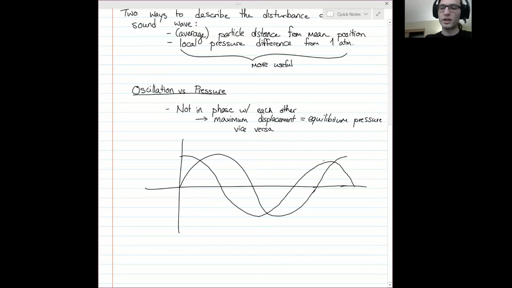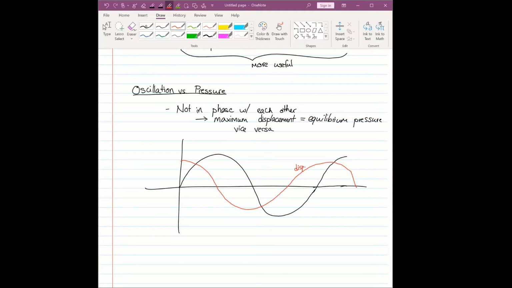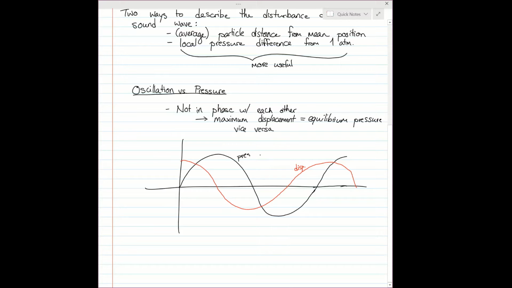Yes, I'll do it in color. That's a good idea. Okay, how about this? Something like that. I do my best. I'm no artist. Sorry. Yeah, I'll label them. This is displacement. I'll just go back to black ink. This is pressure. Here we go. All right. Sorry for the delay.